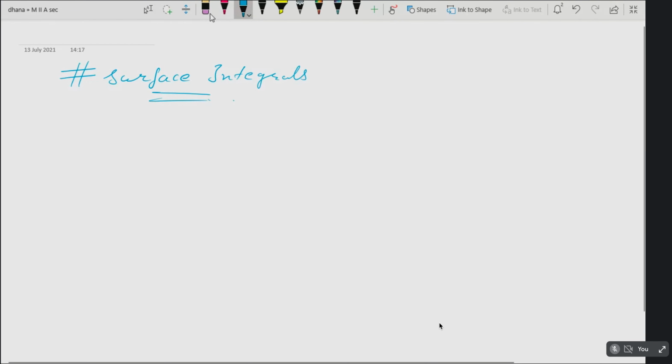Surface integrals. So what you do is you consider some surface in some region. Okay, you consider some surface. I'm not writing the whole theory here. Okay, some surface you consider in space and a vector point function. Okay, you consider it. Okay, write it.